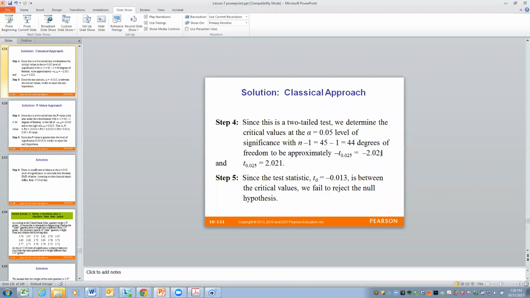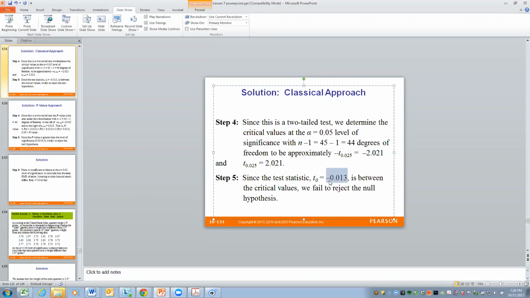Notice that's the value that we have here. Why is it negative? Well, if I'm moving out to the left, that negative indicates the direction. So I could either go left 2.021 steps, or I could go right 2.021 steps. If I go more than 2.021 steps to the left or 2.021 steps to the right, I know there's going to be a problem.